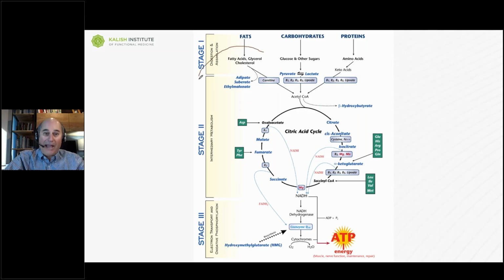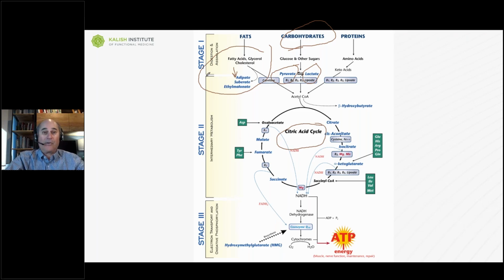So here's our fat burning. Remember, there's adipate, suberate, ethylmalonate. We just saw those. Here's our carb burning, or glycolysis. There's your pyruvate or pyruvic acid and lactate or lactic acid. And here's your citric acid cycle, also known as the Krebs cycle.